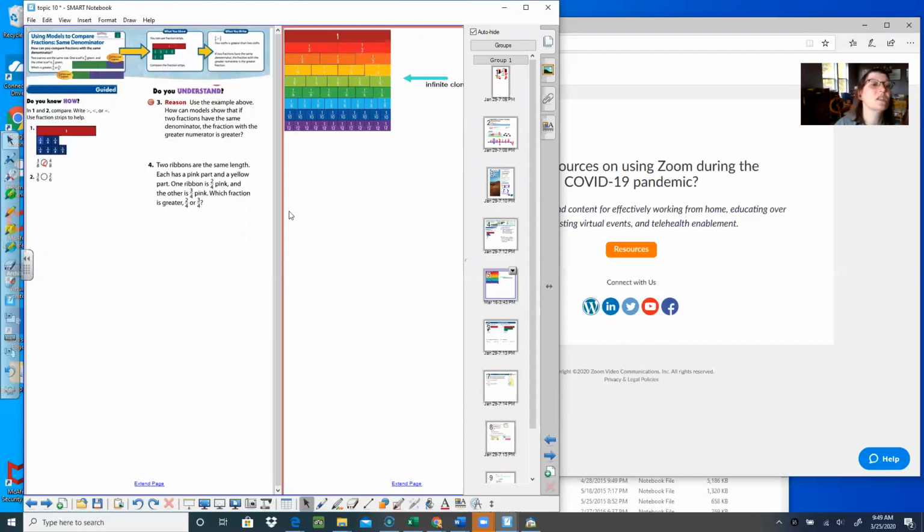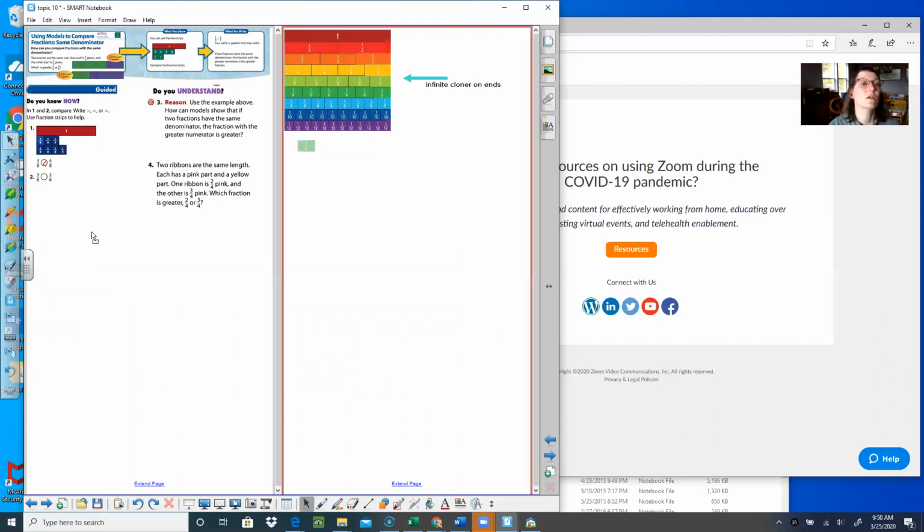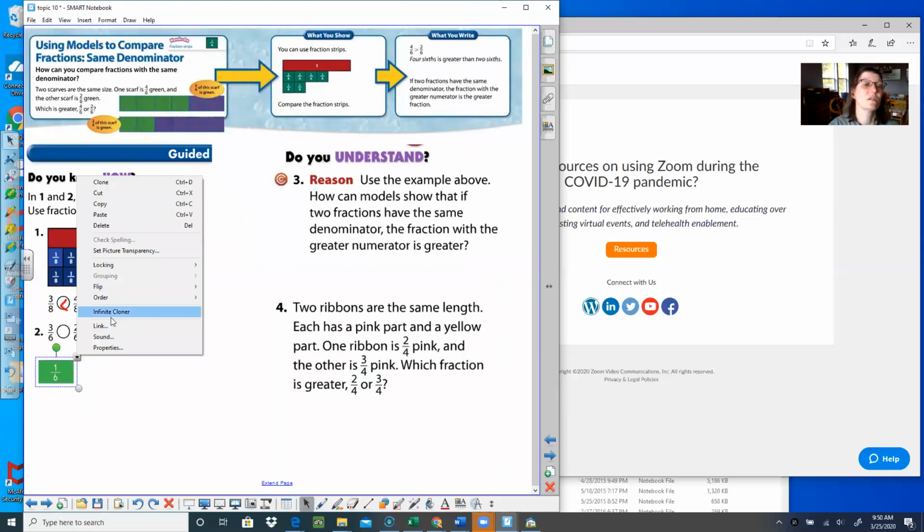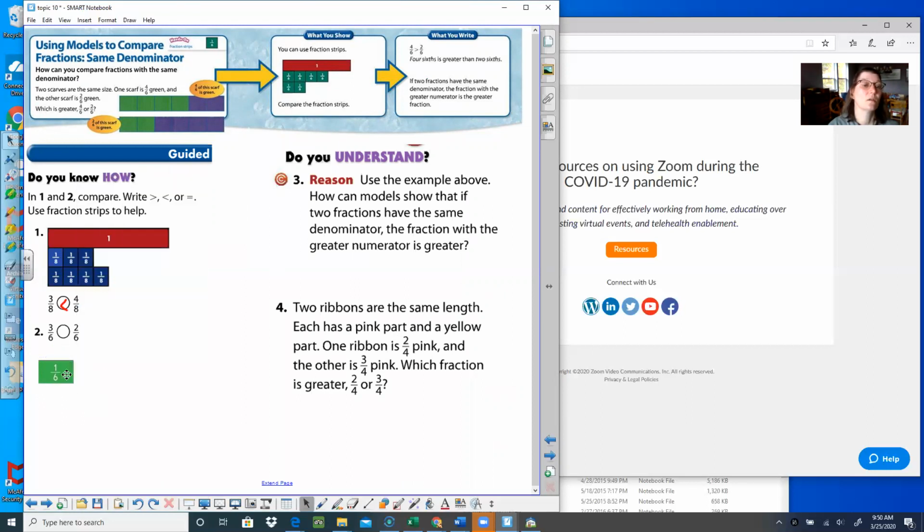Yay! Okay, so they wanted to compare 3/6 and 2/6. So where's my 6? There we go. So there's 1. Now at this point, it's going to be faster for me to go full screen and just turn this into an infinite cloner. So infinite cloner, hello. Well, that didn't work. Let's try that again. There we go. So 1/6, 2/6, 3/6. So that matches this guy. And now I need to do 2/6.